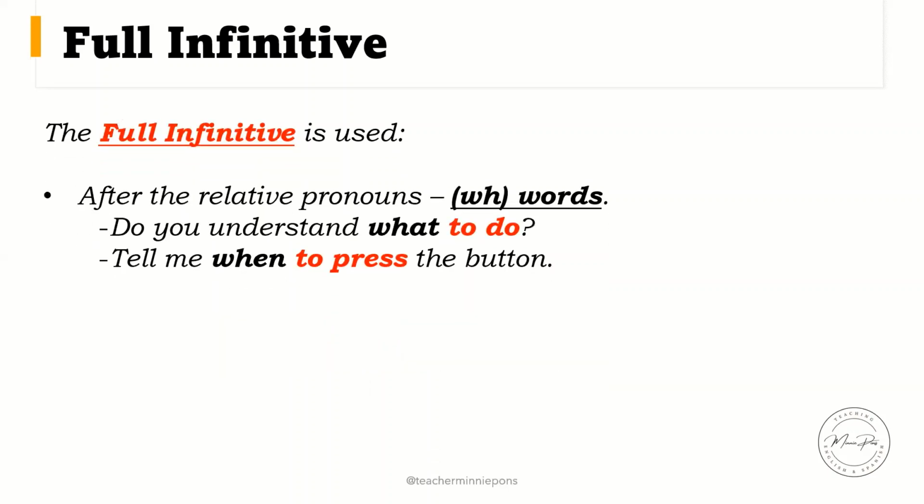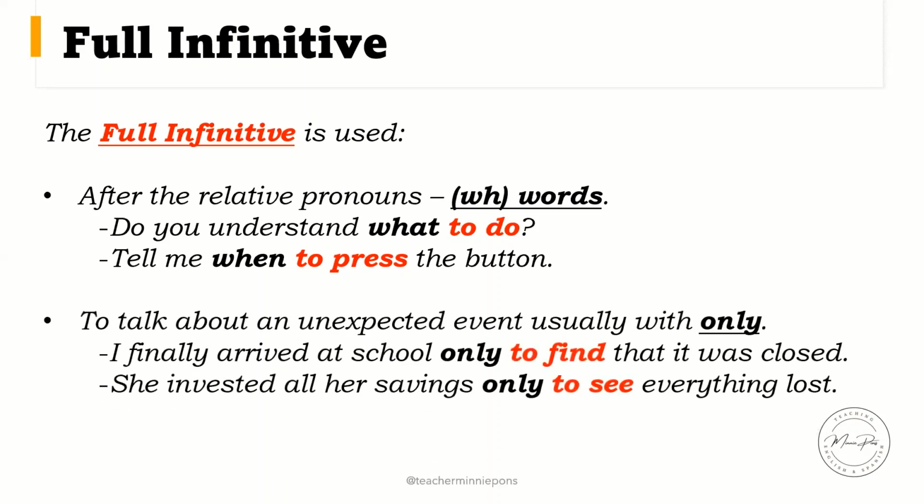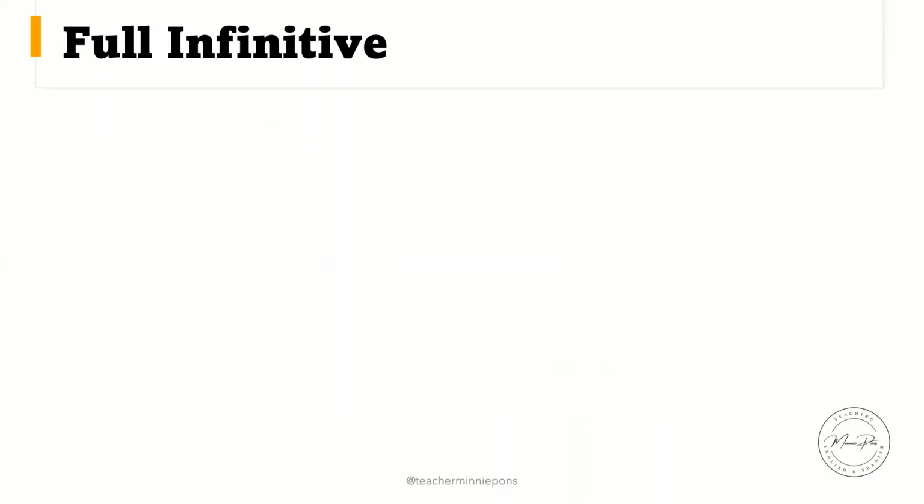Another use of full infinitive is after the relative pronouns or WH words. For example, do you understand what to do? Tell me when to press the button. And the last use is to talk about an unexpected event, usually with the word only. For example, I finally arrived at school only to find that it was closed. She invested all her savings only to see everything lost.